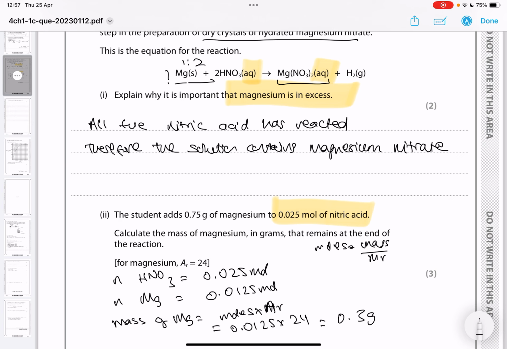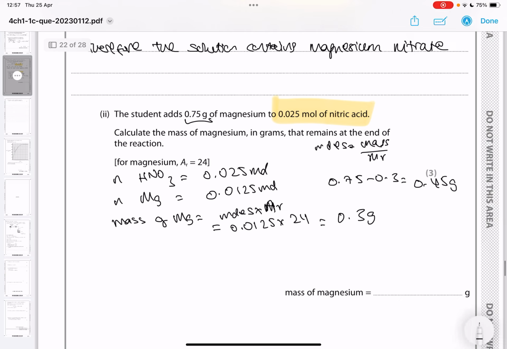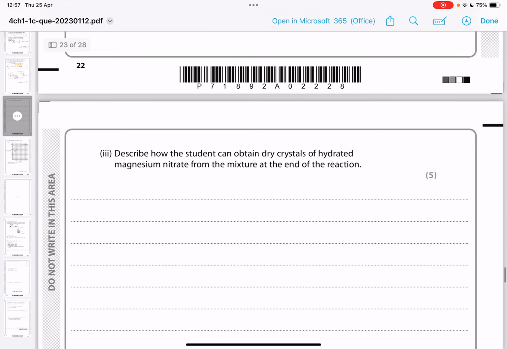So it says calculate the mass of magnesium that remains at the end of the reaction. We start off with 0.75 grams and 0.3 grams react. So if we subtract 0.3 from 0.75, we get 0.45 grams is what remains at the end of the reaction. So the answer is going to be 0.45 grams.